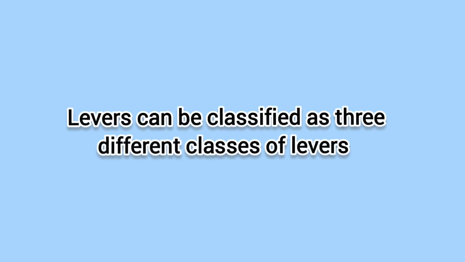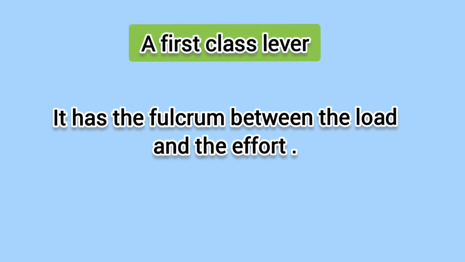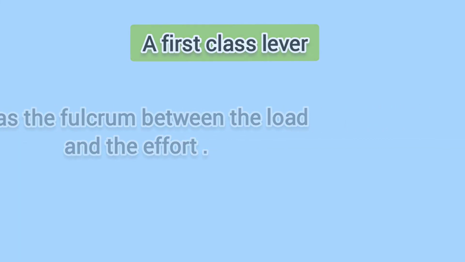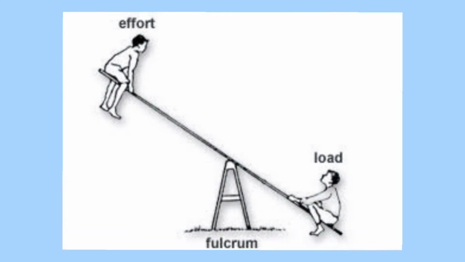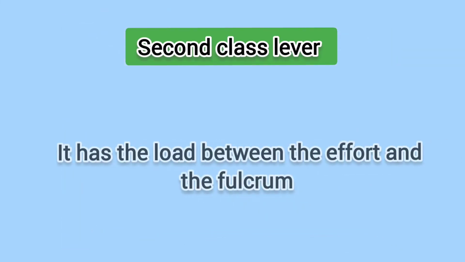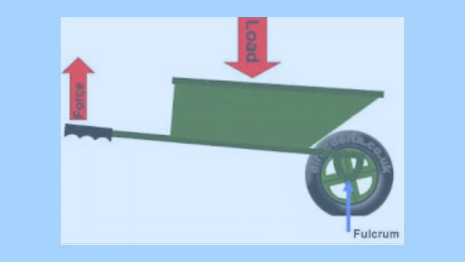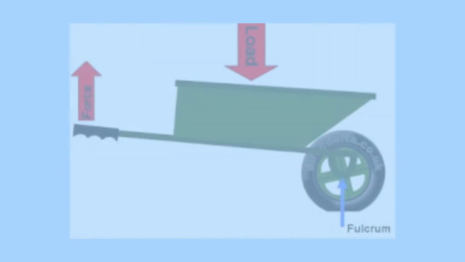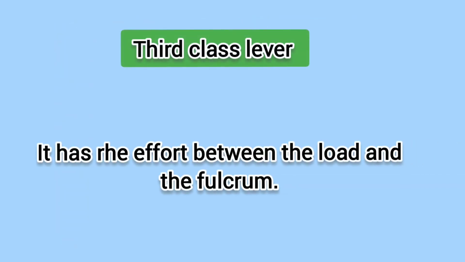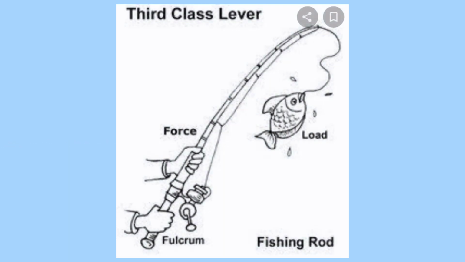Levers can be classified into three different classes. A first class lever has the fulcrum between the load and the effort. Seesaw is a first class lever. Second class lever. It has the load between the effort and the fulcrum. Wheelbarrow is a second class lever machine. Third class lever. It has the effort between the load and the fulcrum. A fishing rod is a third class lever.